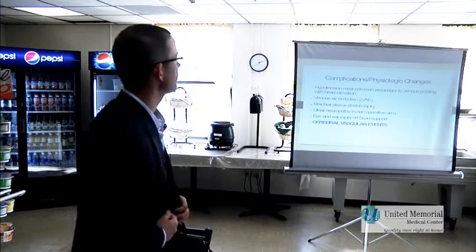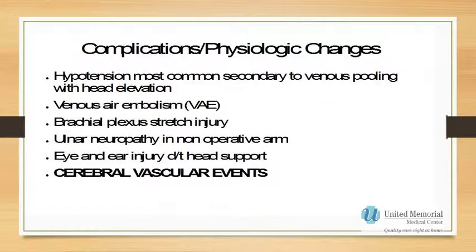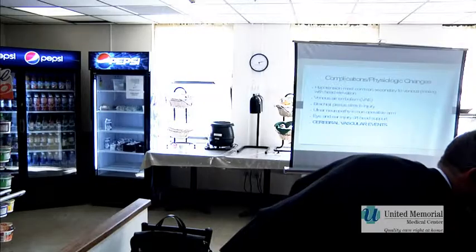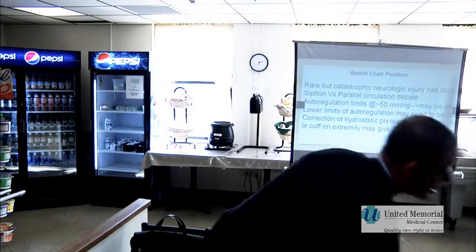Complications associated with this: hypotension is the most common, secondary to venous pooling. We talked about that in that video that Deb had earlier. Venous air embolism is rare, and it's almost entirely associated with open head procedures. It has to be something greater than the level of the heart, so with shoulders, it's virtually non-existent. Brachial plexus and ulnar nerve injury are there, and then the cerebral vascular events, and this is the point I think I want everyone to take home today.